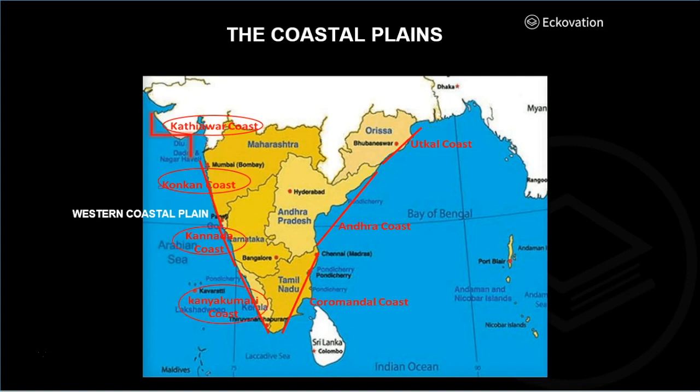The western coastal plains are mainly divided into Kathiawar coast, Konkan coast, Kannada coast and Kanyakumari coast. Now, we'll be talking about the eastern coastal plain. The eastern coastal plain lies between the Eastern Ghats and the Bay of Bengal. It starts from Tamil Nadu in the south to West Bengal in the north. It is mainly divided into Utkal coast, Andhra coast and Coromandel coast.